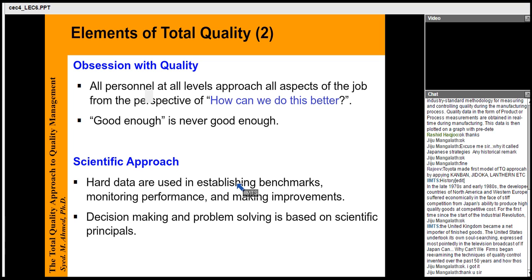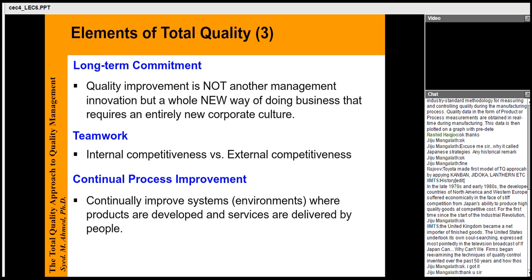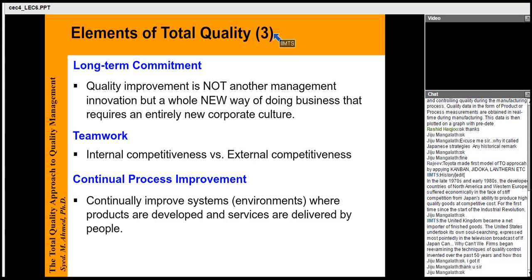Then, scientific approach to total quality. Hard data are used in establishing benchmarks, monitoring performance and making improvements. Decision making and problem solving is based on scientific principles. Moving ahead, long-term commitment. Quality improvement is not another engagement or innovation, but a whole new way of doing business that requires an entirely new corporate culture. Teamwork, internal competitiveness versus external competitiveness.